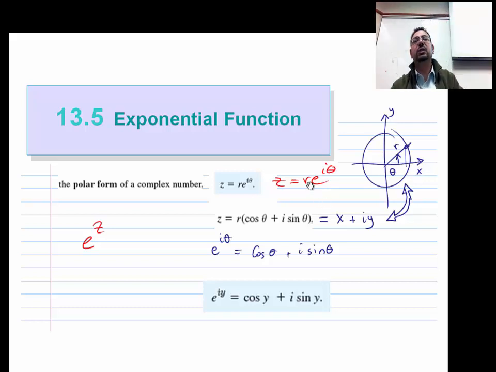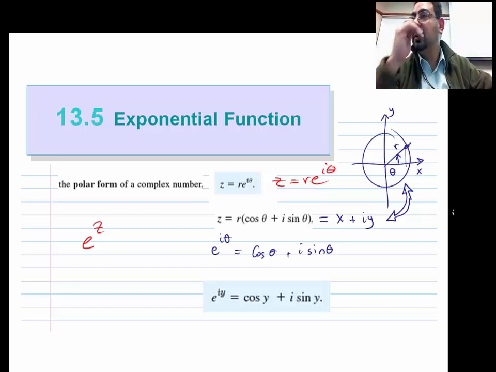Right, now let's go to section 13.5. That's where the fun starts. Alright.